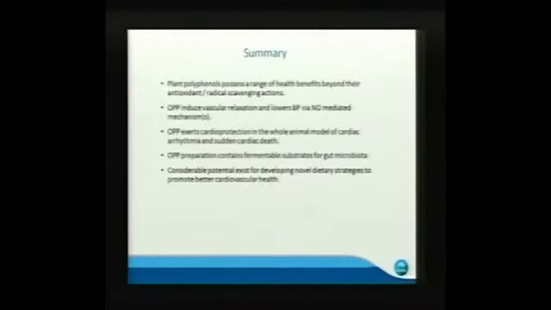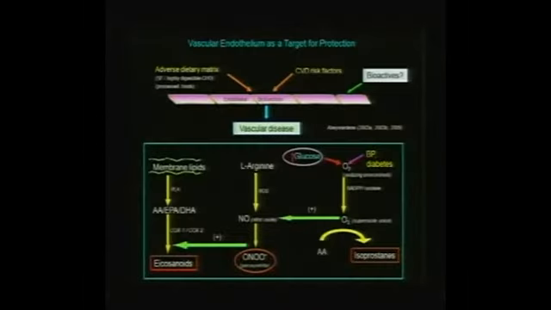So in summary, ladies and gentlemen, plant polyphenols possess a range of benefits beyond their antioxidant action. OPP induces vascular relaxation and lowers blood pressure with nitric oxide mediated reactions. And it has protection against cardiac rhythm disorders. And it has a lot of potential for developing dietary strategies to promote cardiovascular health. I've got 2 minutes left. I'm going to try this.